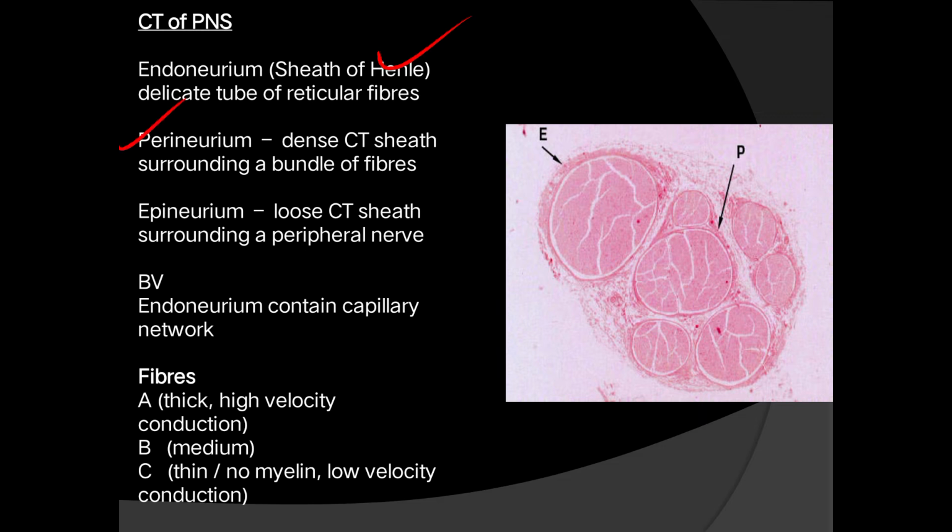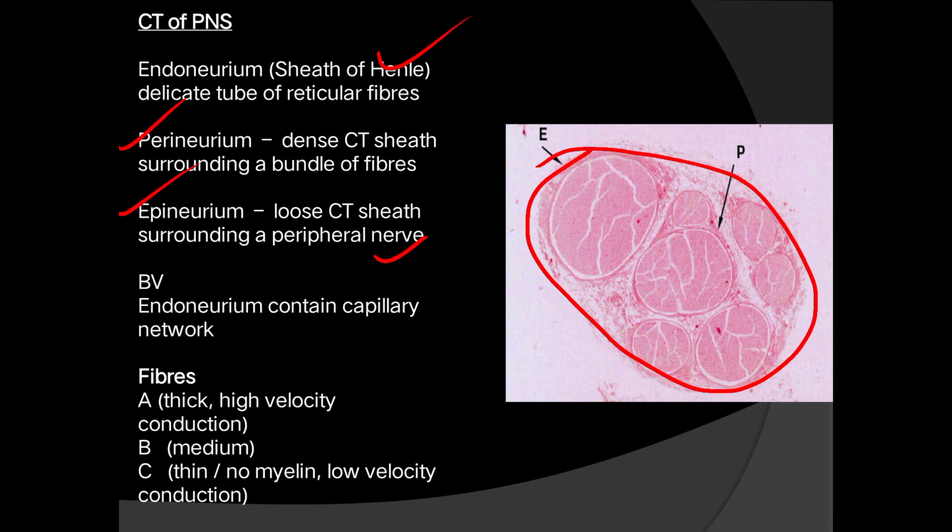Then perineurium, a dense connective tissue sheath surrounding the bundle of fiber. And then epineurium, a loose connective tissue sheath surrounding the peripheral nerve. Okay, so epineurium is this one, this one is the perineurium, and below that, inside, around the outer covering of the fiber, that is called endoneurium.